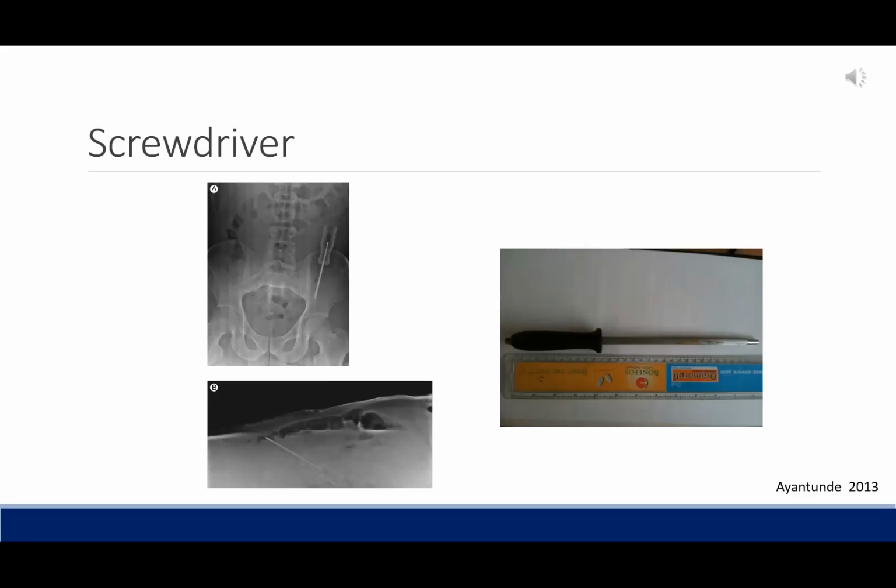The photograph on the right was inserted into an 18-year-old male. The object measured over 30 centimeters, and the plastic handle was lodged in the rectosigmoid region for a week before the patient presented with only 10 centimeters of its end protruding from the anus. The patient required laparotomy extraction and diversion.